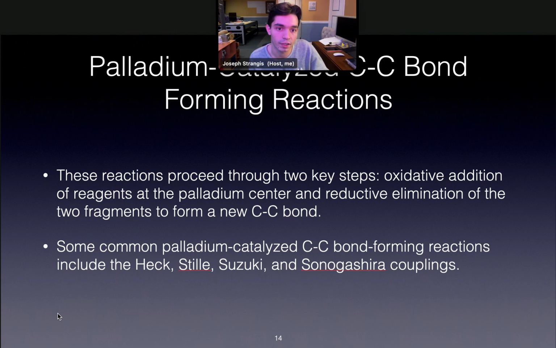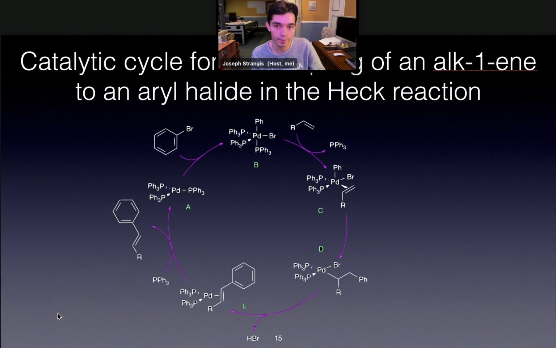Next up, we have palladium catalyzed carbon-carbon bond forming reactions. So these reactions proceed through 2 steps, oxidative addition and reductive elimination. And a number of palladium catalyzed coupling reactions are known. They all proceed through oxidative addition of reagents at the metal center, followed by reductive elimination of the 2 fragments.